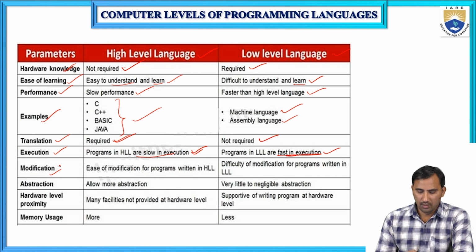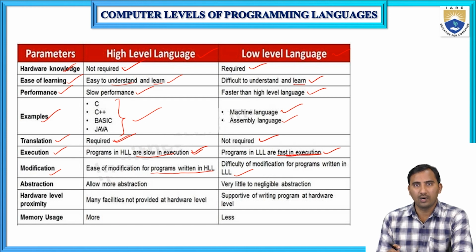And modification. It is easy to modify programs written in a high level language, because a high level language program is very similar to human language. Simply by looking at the program, we can understand it very easily, so it is very easy to modify its content. Coming to the low level language, modification takes more time because the programmer should understand the logic of the program, and then needs to modify it. So modifying programs written in a low level language is difficult.